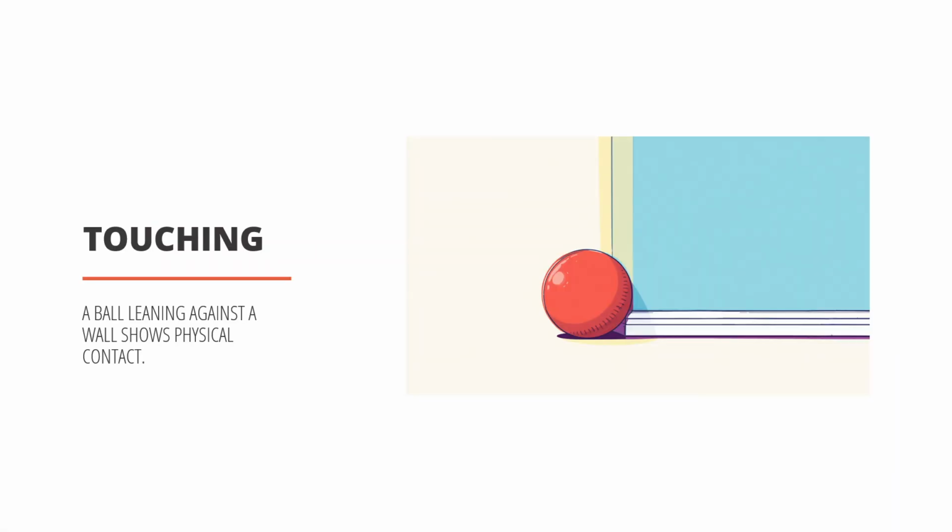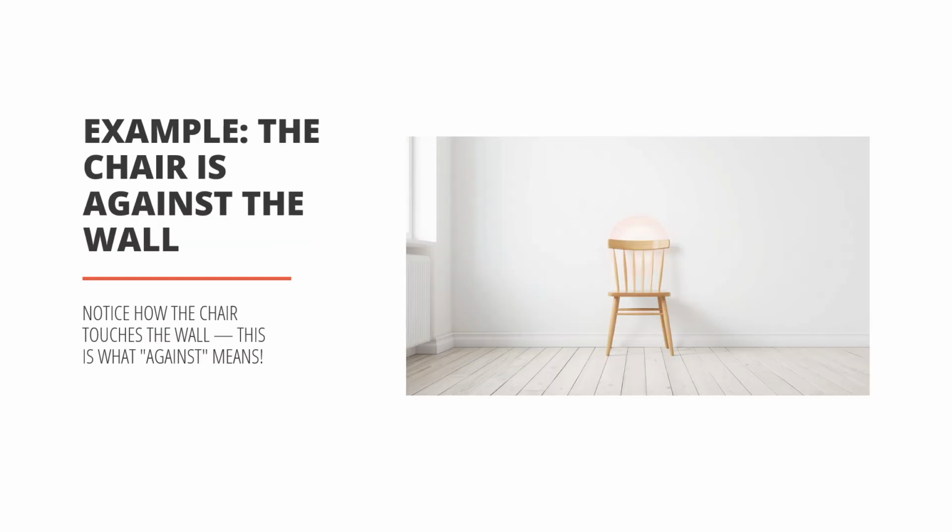First, against can mean touching. When something is against another thing, they are touching each other. Imagine a ball rolling and stopping when it touches a wall. The ball is now against the wall. Here is an example. The chair is against the wall. This means the chair is touching the wall. They are next to each other with no space between them.